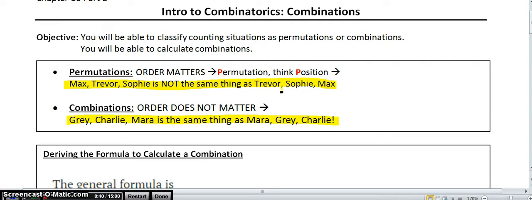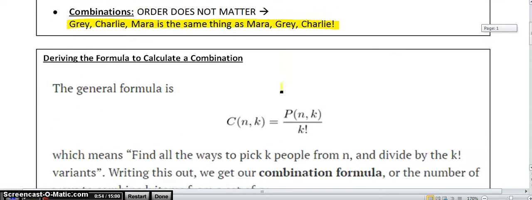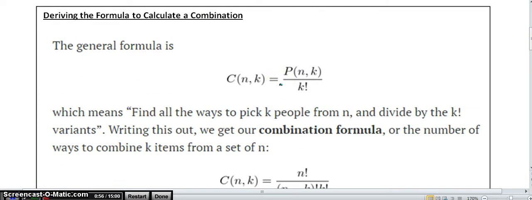I would compare that to having 3 cookies and giving them out. Giving cookies to Gray, Charlie, and Mara is the same thing as giving cookies to Mara, Gray, and Charlie. They still get a cookie. It doesn't really matter the order. In this video, we're going to start with the formula to calculate a combination. And to derive this formula, I'm going to compare combinations to what we know about permutations.